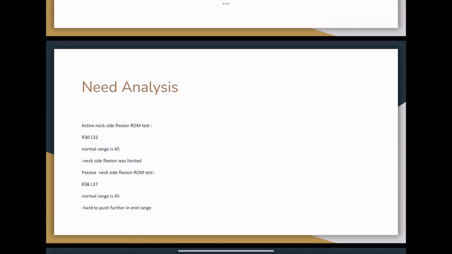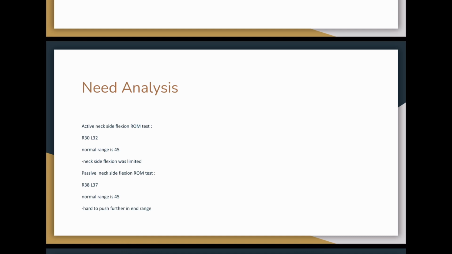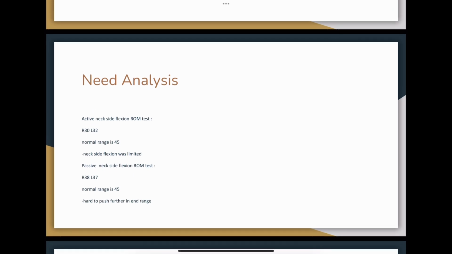So next I will do the range of motion test, and after those tests, his neck side flexion range is limited. The normal range is 45 for the active range of motion, so he only got 13 and 32. Also, for the passive range of motion, he got 38 and 37. The normal range is 45. And for the end feel, I feel it very hard to push further on the passive neck side flexion range.